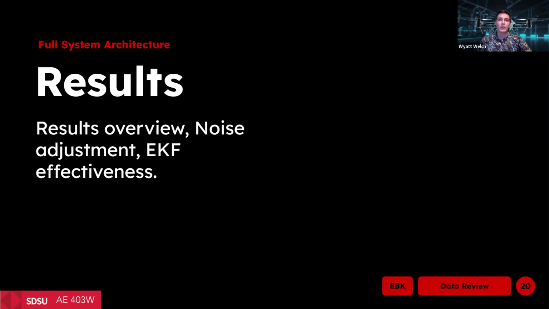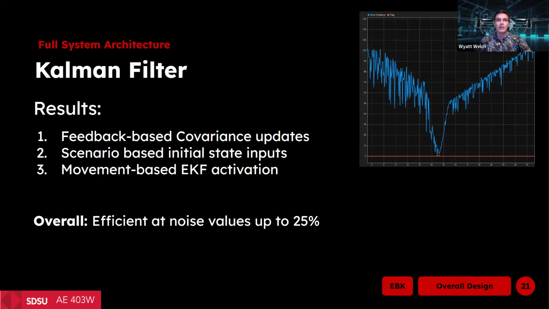Next, we show the results of our EKF, as well as a set of simulated tests we have run. The EKF had extremely effective results, despite our outdated photo shown. The use of feedback-generated covariance updates keeps the estimated noise low, and the movement-based EKF and bus activation prevents the data from being poisoned via the standstill ball. Overall, our EKF is extremely efficient at most noise values.